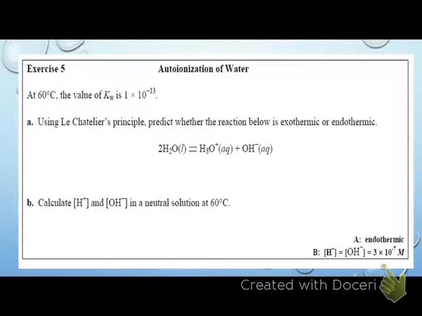Well, what does the Kw value tell you about it? It's really, really small. Yeah. And when we have a Kw value that's really small, it actually got larger at a higher temperature, right? Negative 13 is higher than negative 14, right? So it increased when we increased the temperature. So what does that say?